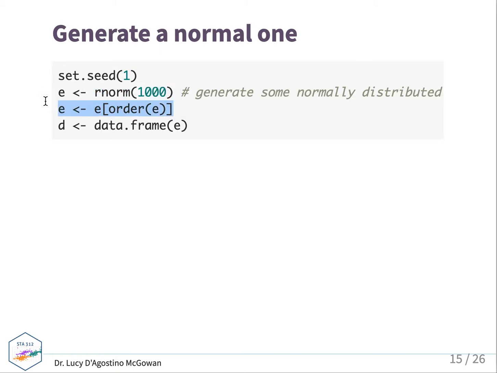I've ordered them here. I actually don't have to, because if I use the built-in functions in ggplot, you don't have to order them first. It'll do it for you. If you're doing it by hand, of course, you do have to go ahead and order it. And then I'm just sticking these in a data frame called d, because in order to use ggplot, you need to have your data in a data frame.